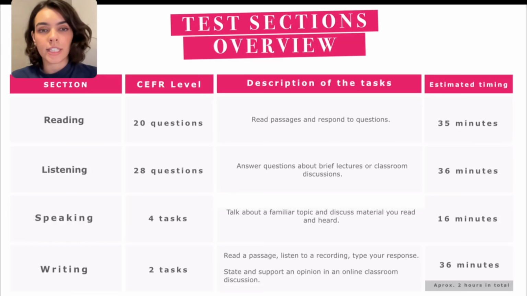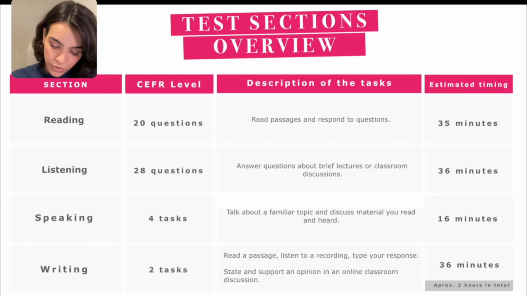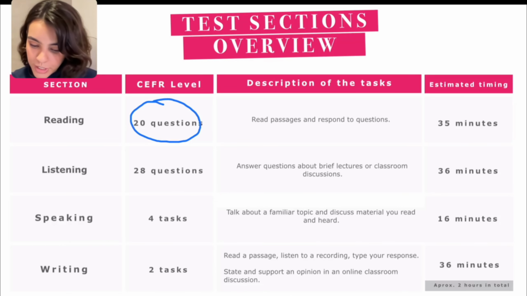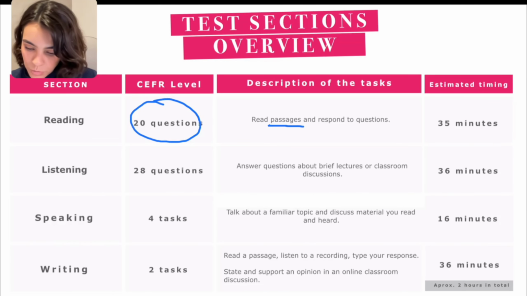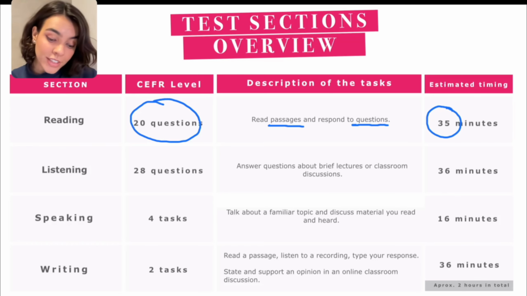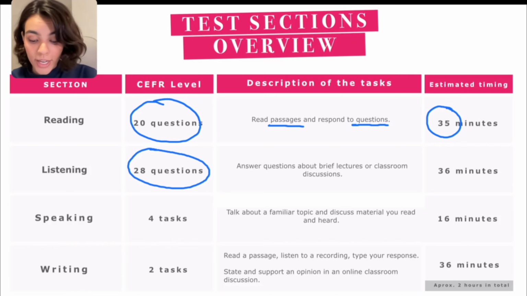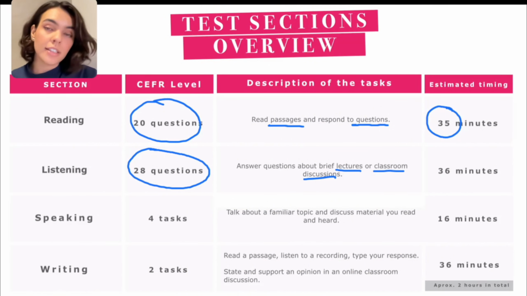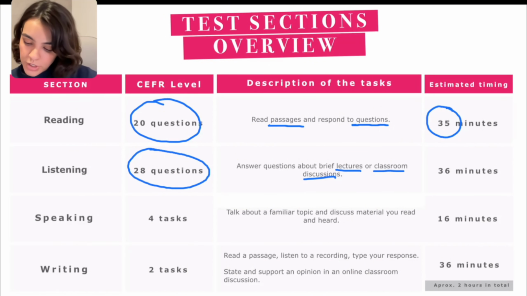So we will have a reading. In the reading, you will have 20 questions in total. Here you will read two passages, and respond to 20 questions in 35 minutes. Then you will have a listening that has 28 questions, where you will have lectures, classroom discussions, and questions about it. This will take 36 minutes.